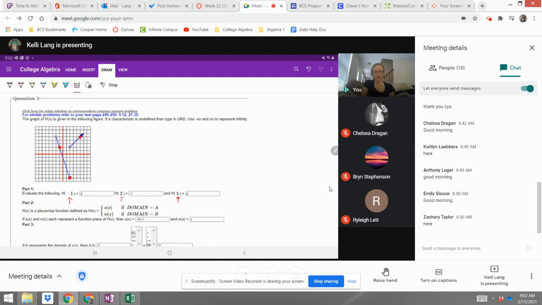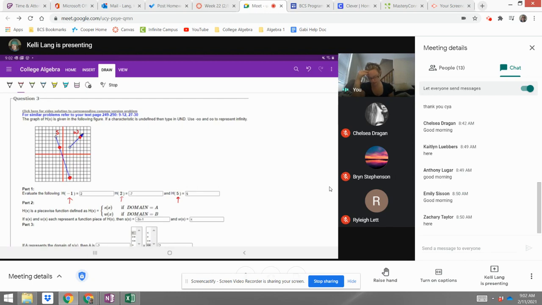Now they want us to work with the domains again. So this is a piecewise function that contains two different pieces. So we're only going to have two different functions with two different domains. They're calling the piece on the left S, and they're calling the piece on the right W. I don't know where they came up with these names, but we'll call them S and W as well.